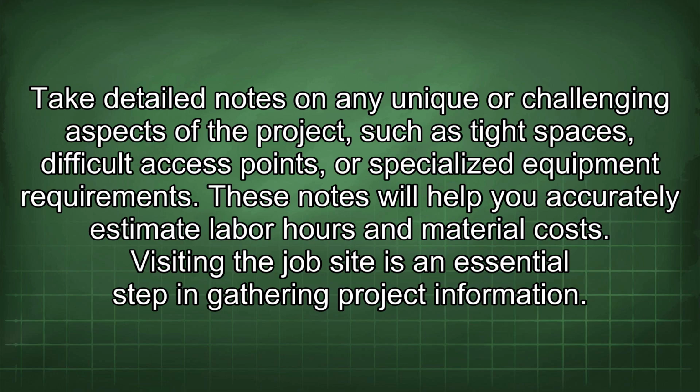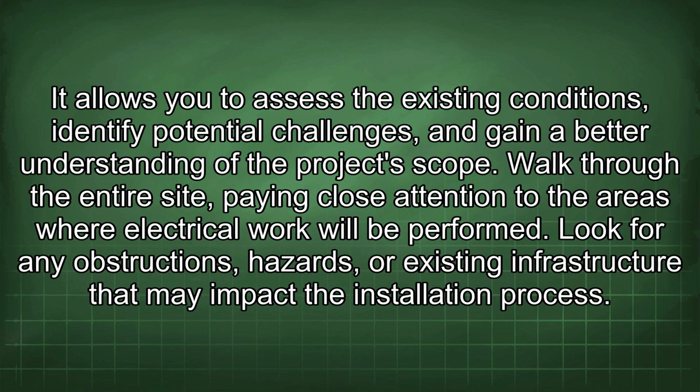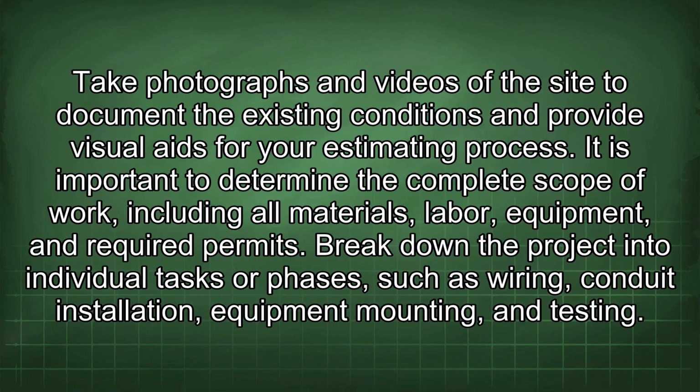Visiting the job site is an essential step in gathering project information. It allows you to assess the existing conditions, identify potential challenges, and gain a better understanding of the project scope. Walk through the entire site, paying close attention to the areas where electrical work will be performed. Look for any obstructions, hazards, or existing infrastructure that may impact the installation process. Take photographs and videos of the site to document the existing conditions and provide visual aids for your estimating process.